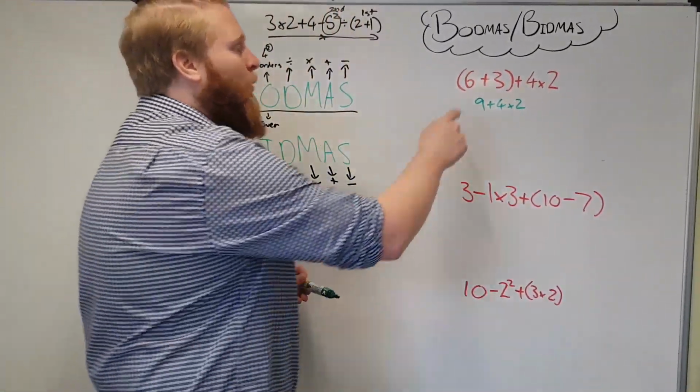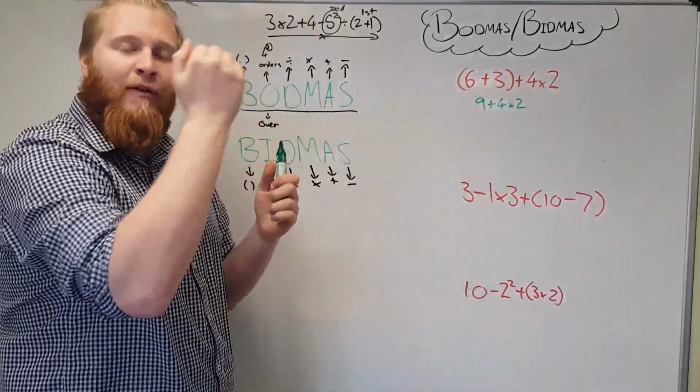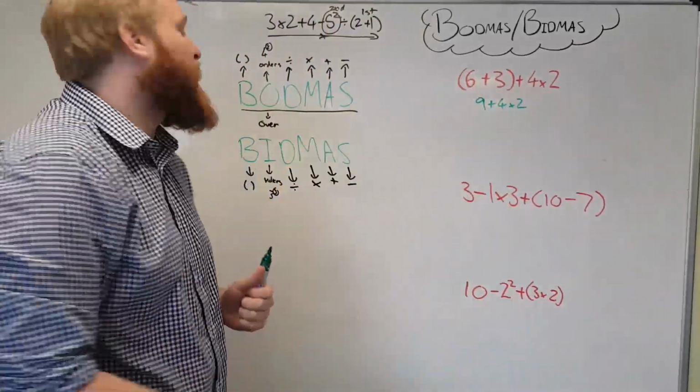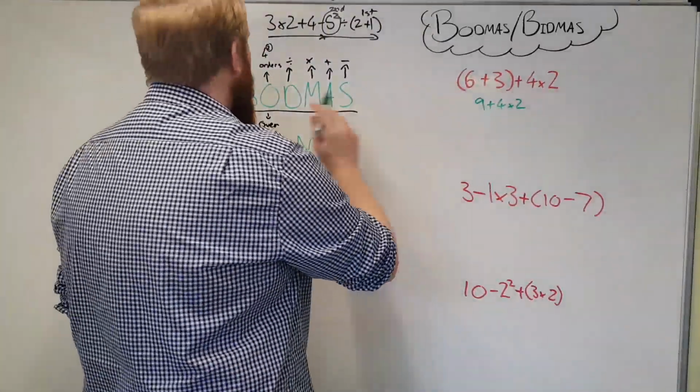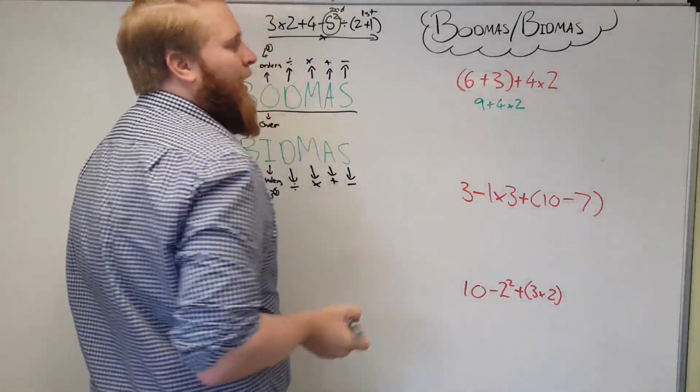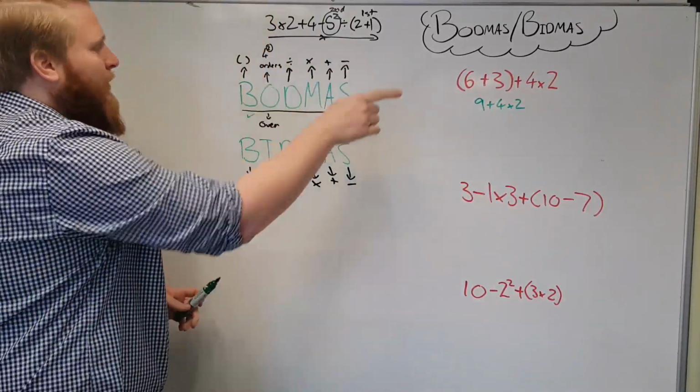When I'm working through with BODMAS, what I'll do is I'll work out my first step, and then rather than keep it in my head and do the next one, I will just write that sum down. So I've done my first one. I've done my B, brackets: 9 plus 4 times 2 now. Now I've got to keep going down.